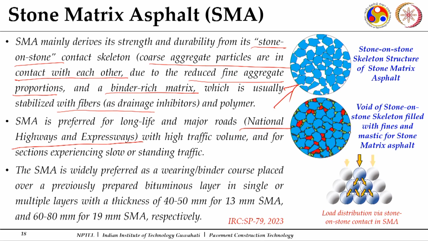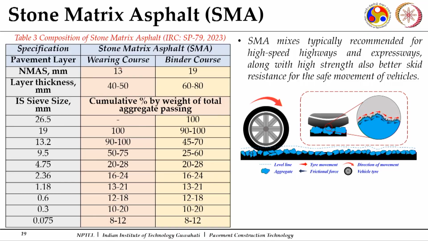Now, there are gradations which have been specified for SMA also. You can go for one SMA gradation as a binder course and the other one as a wearing course, but SMAs are not used as base courses. If you want to work with those two gradations, you can use one with a higher NMAS as a binder course and the other one with a smaller NMAS as your wearing course. You can see these two gradations, NMAS of 13 and NMAS of 19.